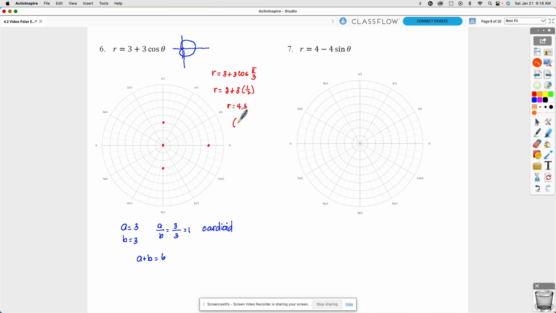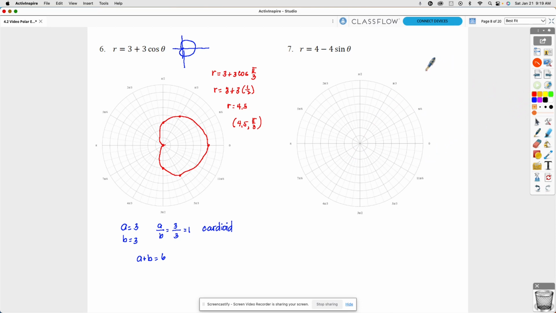So we have the point 4.5, pi over 3. So pi over 3 is right here, 4.5, 1, 2, 3, 4.5. And it's reflected over here. Okay? So your cardioid would look like this. Okay, again, pause the video and try number 7, and then come back here.